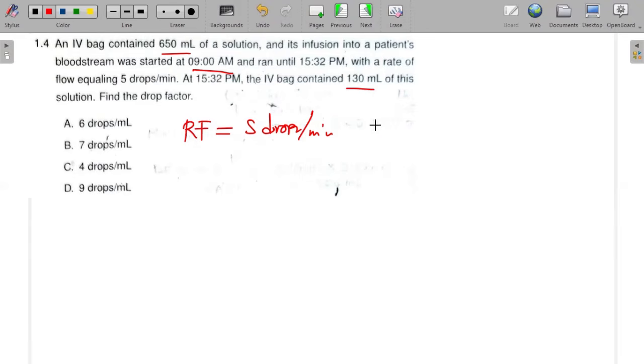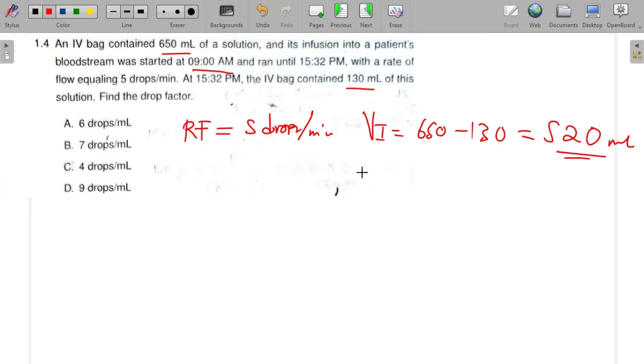Okay, so now they're saying at 15:32 p.m., the IV bag contained 130 milliliters of this solution. So now notice this. At the beginning, we're at 650. At the end, we have 130. So this means there's an amount of volume that has been infused into the patient's bloodstream. So volume infused is going to be equal to the volume at the start minus the volume at the end. So that is 650 minus 130. So that gives me 520 milliliters. So this is the volume that has been infused.